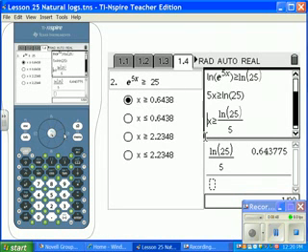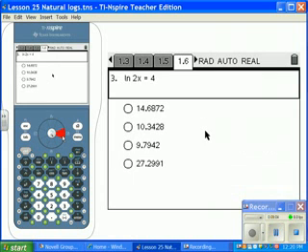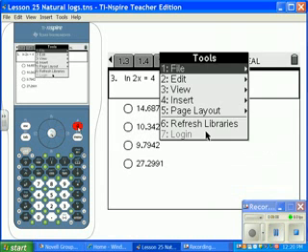All right, so let's look at the next one. The following questions are natural log equations, and we're going to use the inverse to solve for the variable. So what's the inverse of a natural log? E. Okay, so we're going to do the same thing, split the screens to solve for these. Here's our first one. This time we have a natural log. So let's split our screen to start.